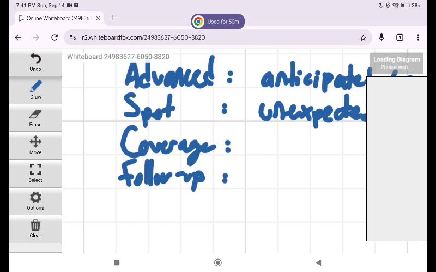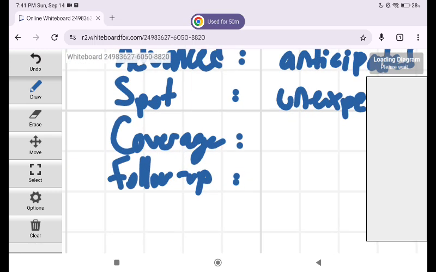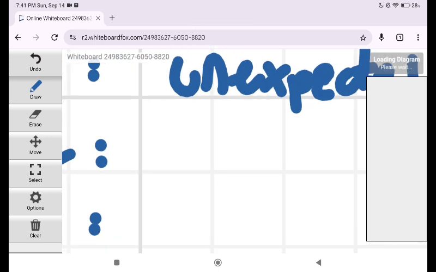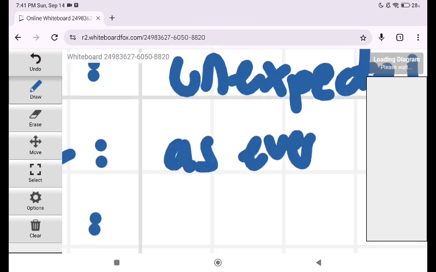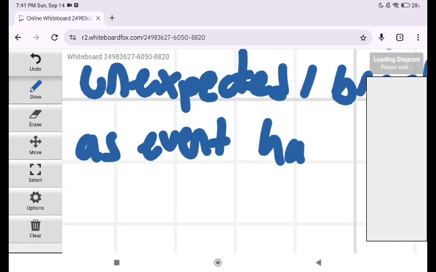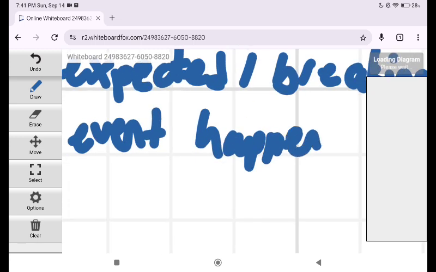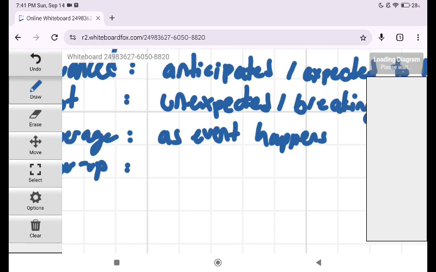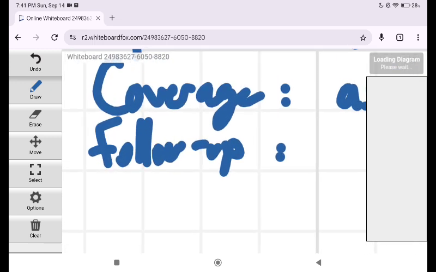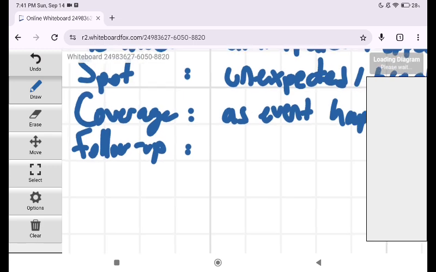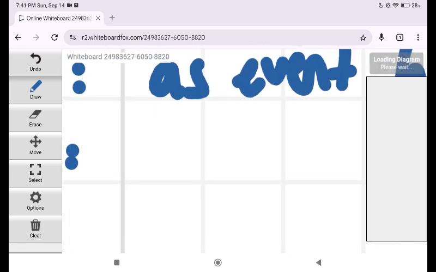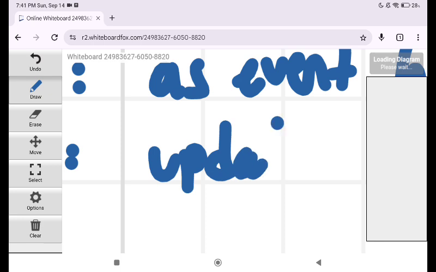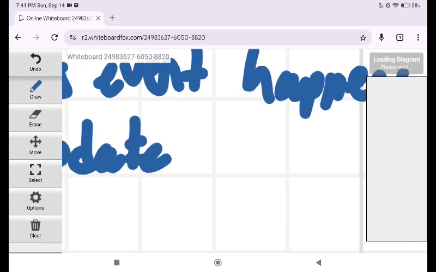The coverage news are written and published as the event happens. And the follow-up news are follow-ups to an event that was previously already reported. And it gives further detail.